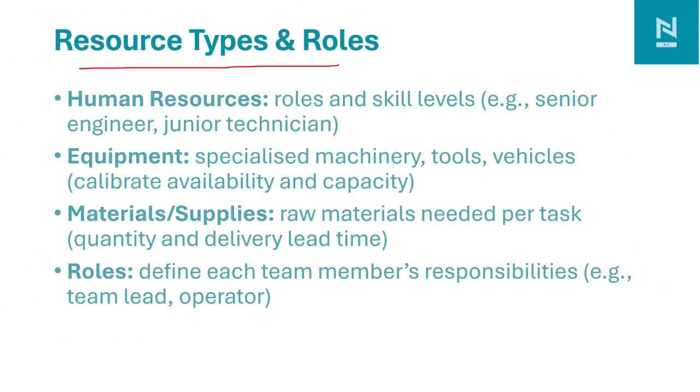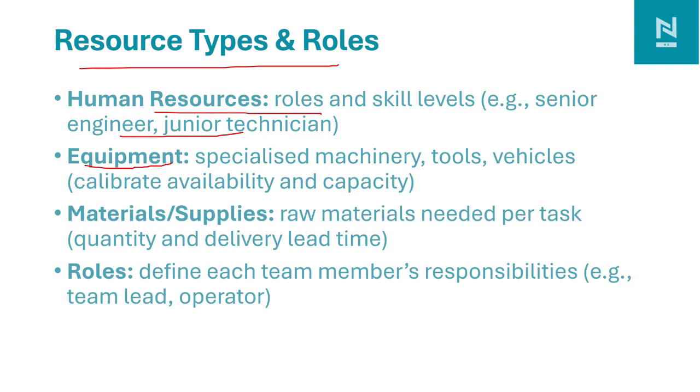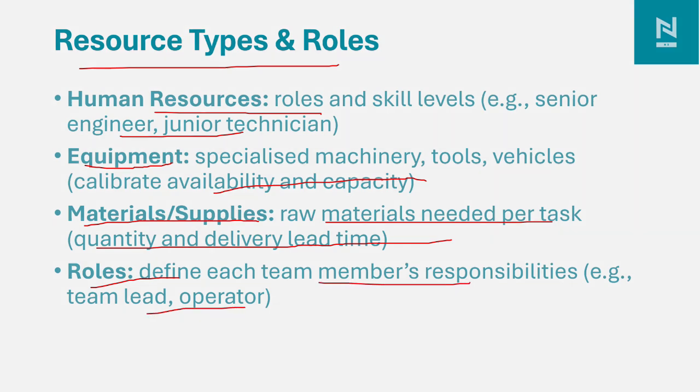Resource types and roles. In the project, we need human resources based on roles and skill levels. We need the resources in the project to deliver the work packages. Another thing is the equipment. We need specialized machines, tools, and vehicles, and we need to find out their ability and capacity to do the work. Another one is material and suppliers. We need to find suppliers who can supply the material for the project. We need to find the quantity and lead delivery time for the material to come to the site. Also, we need to define each team member's responsibility, for example, team lead and operator in the project.